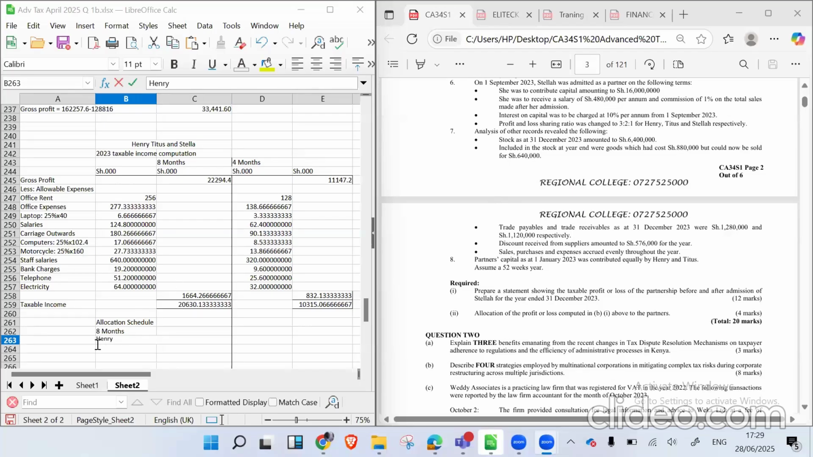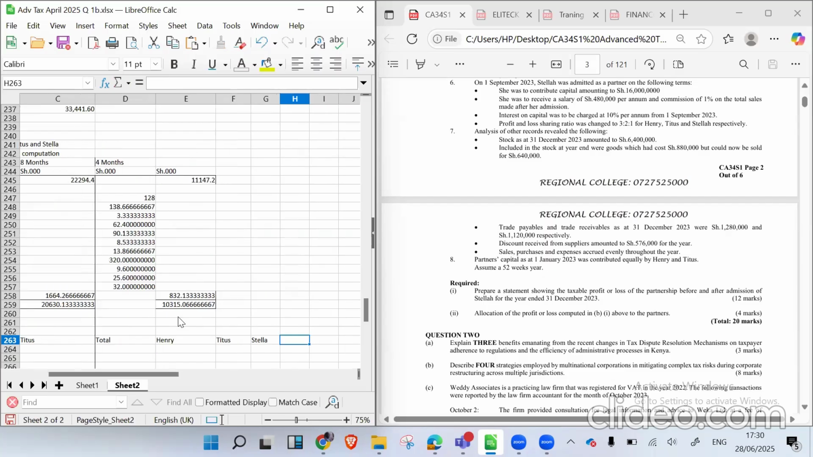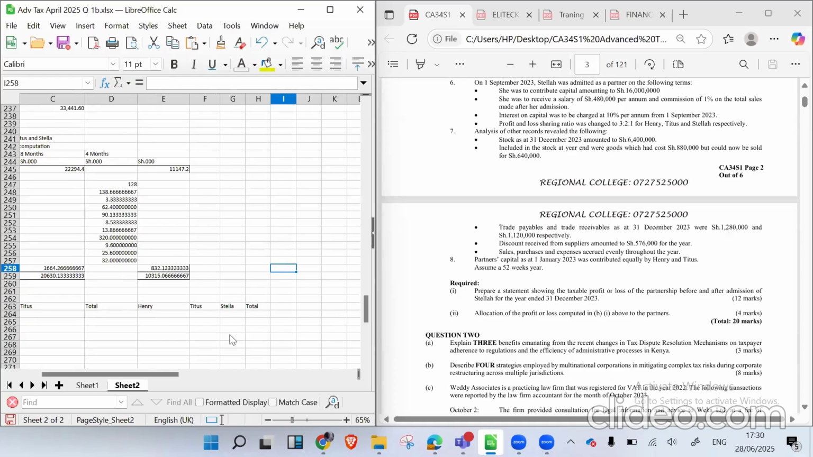So back to what we are saying, that as far as the partnership is concerned, we don't tax the business, we tax the respective partners as per their profits and loss sharing ratio. So we have Henry, we have Titus for the first 8 months, and we shall need their total. Then for the other 4 months, we have Henry, we have Titus, and we have Stella. And we need their total. So we need to condense this.